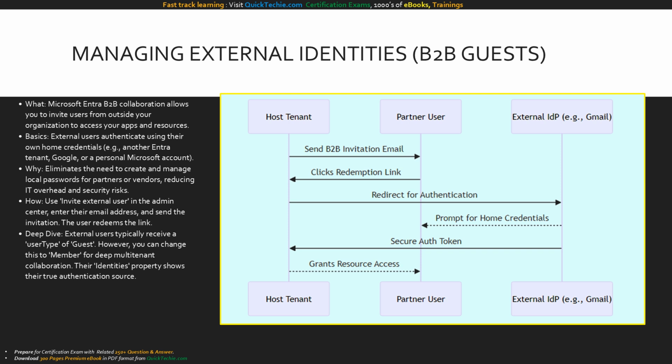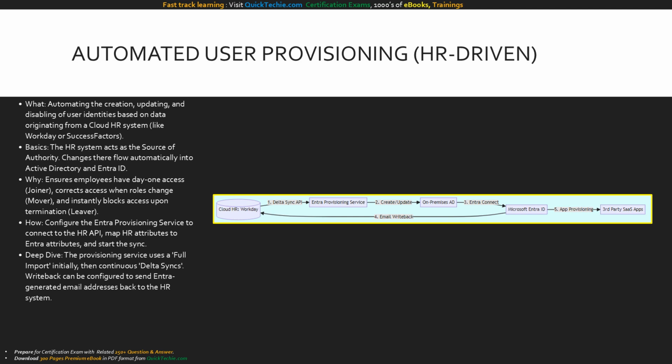Let's trace the B2B guest authentication flow. The host tenant sends an invitation email to the partner user. The user clicks the redemption link. Now, instead of asking for a password, the host tenant redirects the user back to their own external identity provider, say, Google or another Entra tenant. The user types their familiar home credentials there. The external IdP then hands a secure token back to the host tenant, essentially vouching for the user. Finally, the host tenant reads the token and grants access to the authorized applications. Zero local passwords managed.